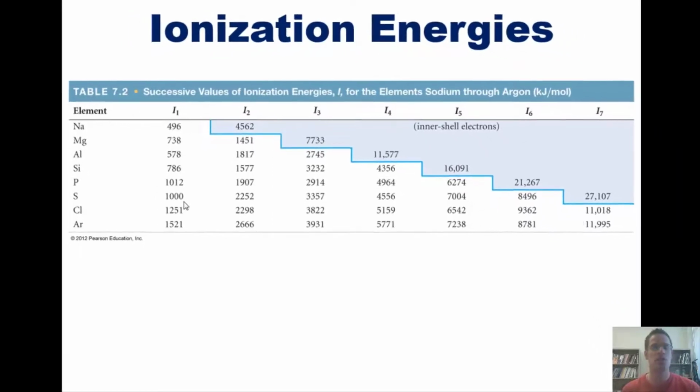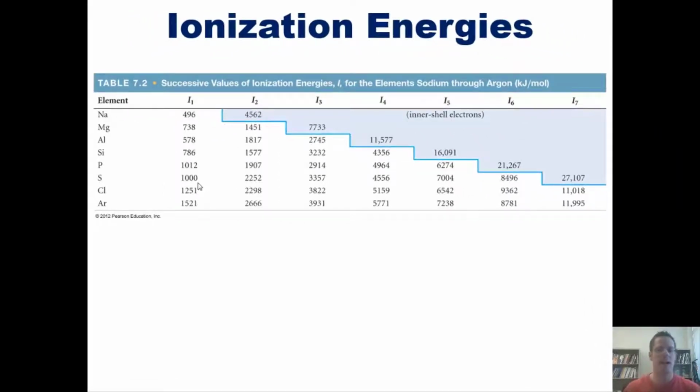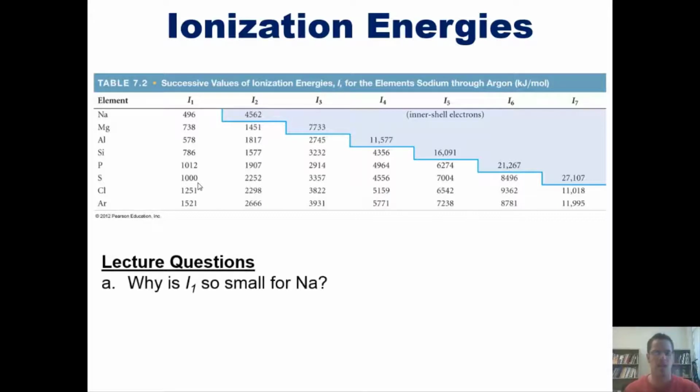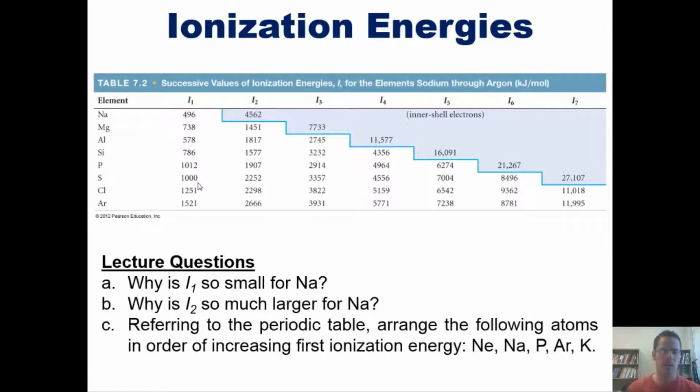This takes us to some questions that I'm not going to answer here, but we'll just ask and let you think about. These are in fact thought questions. Why do you think that the first ionization energy is so small for sodium? Why is the second ionization so much larger for sodium? And referring to the periodic table, arrange the following atoms in order of increasing first ionization energy.